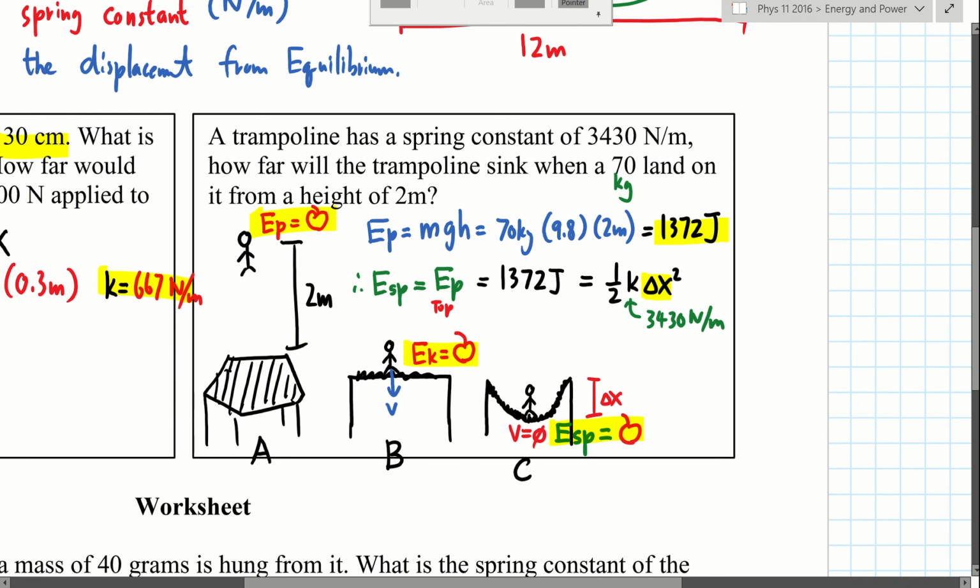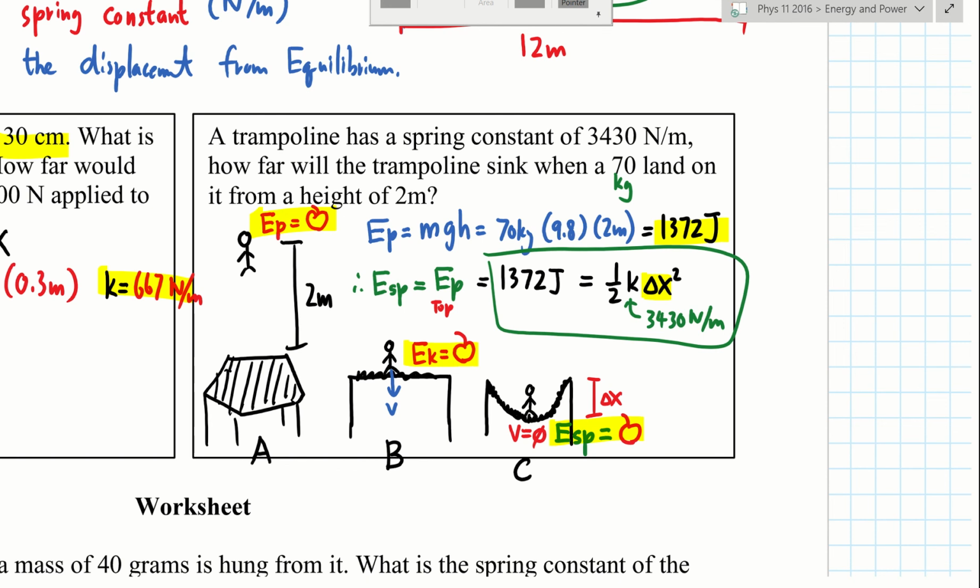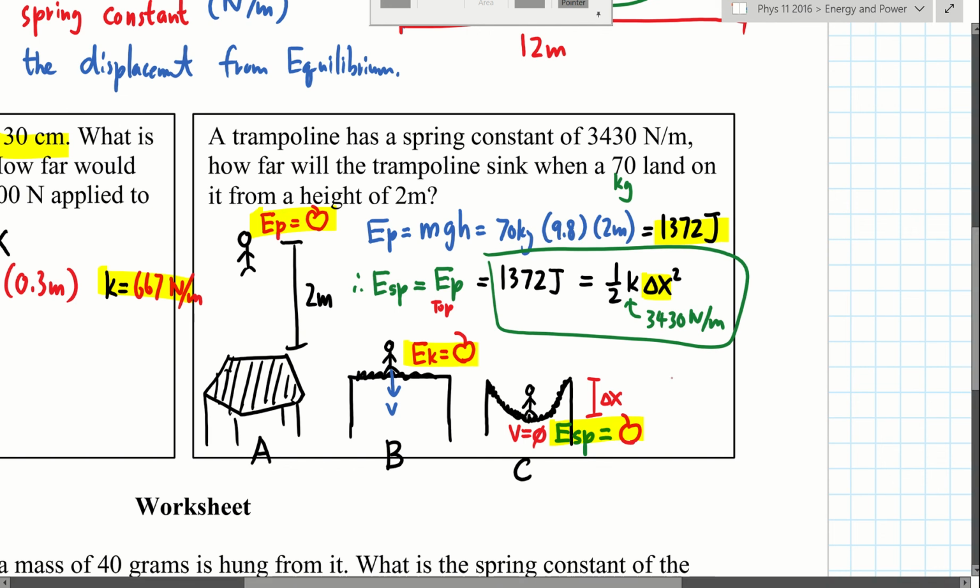So use a little bit of algebra. Look at this equation. How would algebra help you solve this? Multiply both sides by 2 is the first thing I would do. Divide both sides by 3,430 is the second step. And then that will equal x squared. So take a square root on both sides. I'll let you deal with the algebra in here, and I'll just write down the answer. It's about 0.98. So it's not even going to be a meter. It's going to be 98 centimeters in one direction. And that's it.